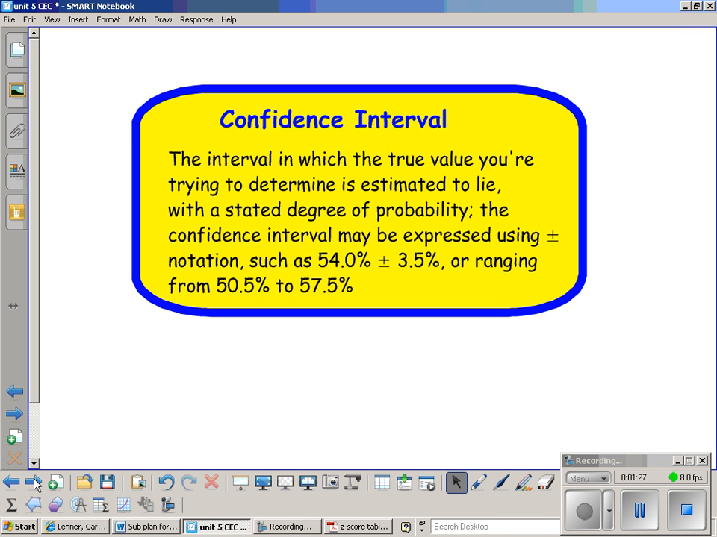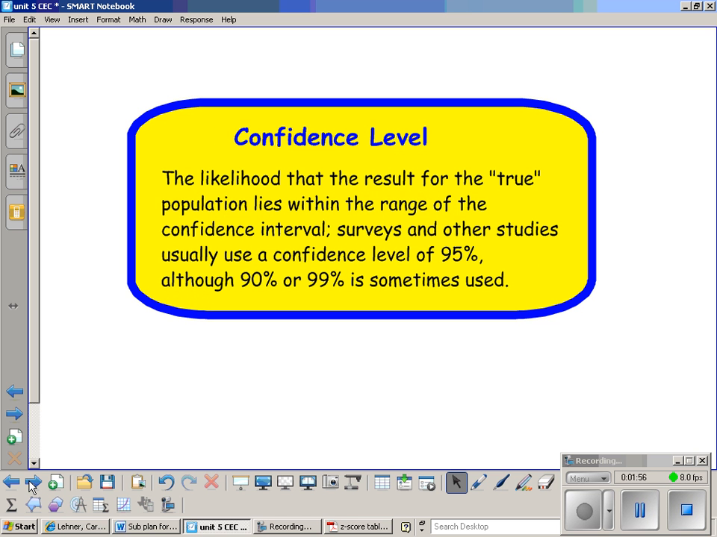Confidence interval. This is the interval in which the true value you're trying to determine is estimated to lie, with a stated degree of probability. The confidence interval may be expressed using plus or minus notation, such as 54% plus or minus 3.5%, or ranging from 50.5 to 57.5%. So again, you will hear this in media reports, especially when talking about polling at election time.